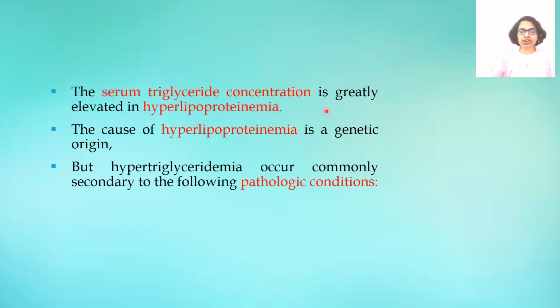The serum triglyceride concentration is greatly elevated in hyperlipoproteinemia. Hyper means increasing, lipoproteins, and emia means in the blood. So the lipoprotein content is going to be increasing in the blood. The cause of hyperlipoproteinemia is of genetic origin, but hypertriglyceridemia occurs commonly secondary to the following conditions.